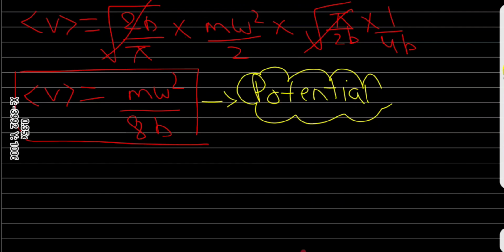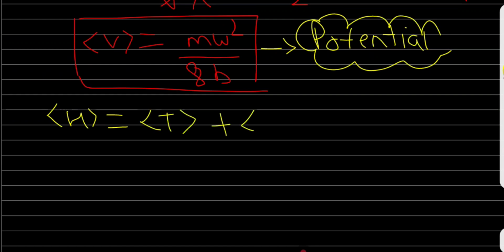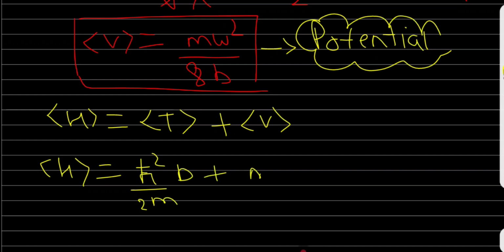Now the Hamiltonian, which is the total energy: the expectation value of the total energy equals the expectation value of kinetic energy plus the expectation value of potential energy. The expectation value of kinetic energy, the expression was h bar square by 2m, and so it will equal b plus m omega square by 8b.